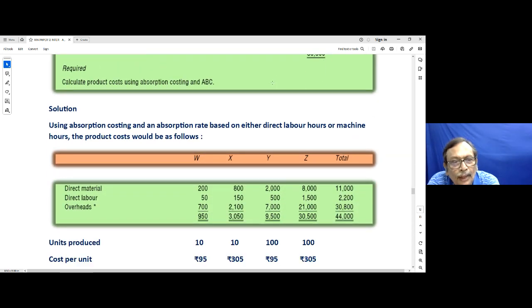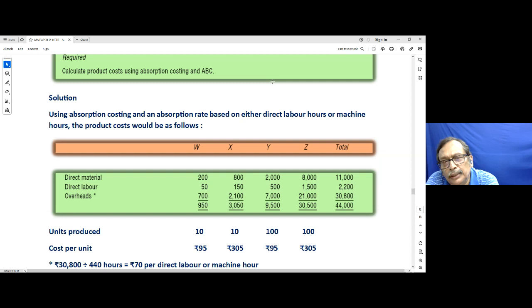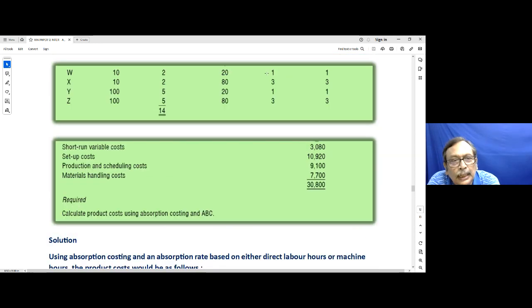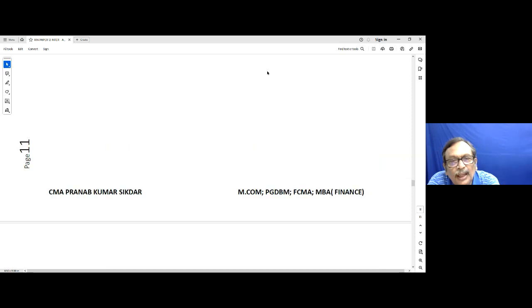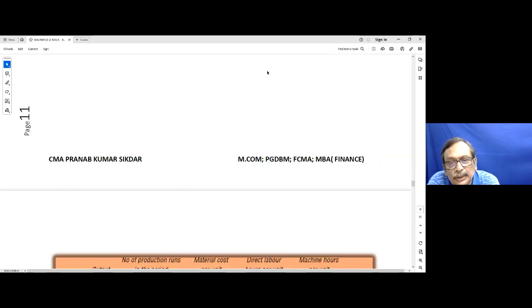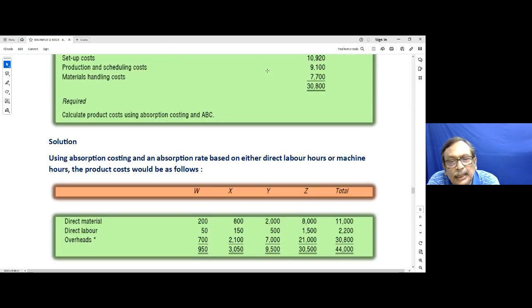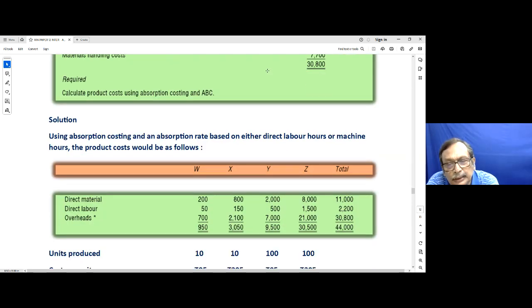Now, using absorption costing and an absorption rate based on either direct labor hours or machine hours, the product cost would be as follows. We are going to charge direct material cost directly to the different products, then direct labor cost.